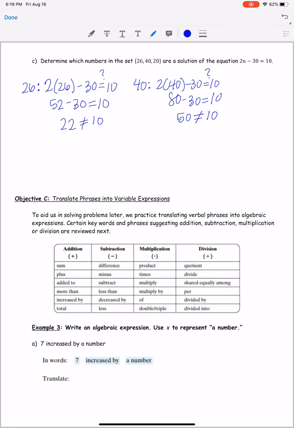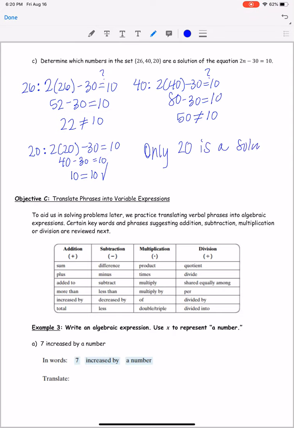So let's see if 20 works. Now we're placing 20 in place of this n. So 2 times 20 minus 30 equals 10. Order of operations says to multiply first. So 2 times 20 gives me 40. Drop down your minus 30 and your equals 10. 40 minus 30 gives me 10. Does 10 equal 10? Oh, heck yes it does. So determine which numbers in the set are solutions. Only 20 is a solution from the set.